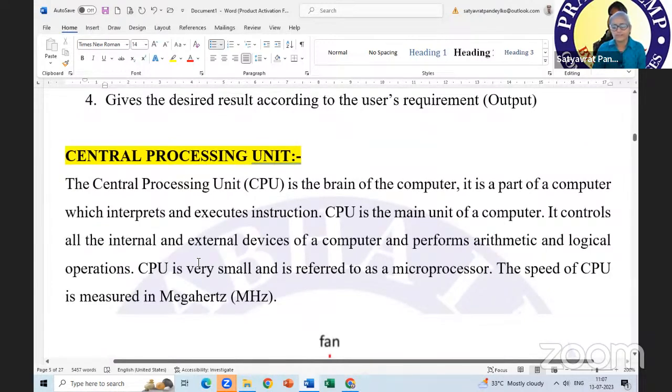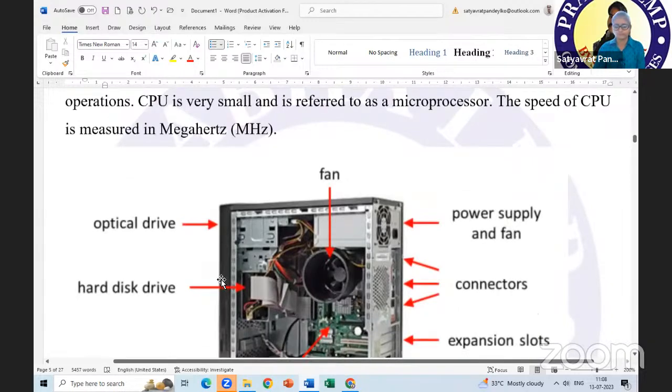Now what is the central processing unit? The central processing unit, CPU, is the brain of the computer. It is a part of a computer which interprets and executes instructions. CPU is the main unit of a computer. It controls all the internal and external devices of a computer and performs arithmetic and logical operations. CPU is very small and is referred to as a microprocessor. The speed of CPU is measured in megahertz, MHz.